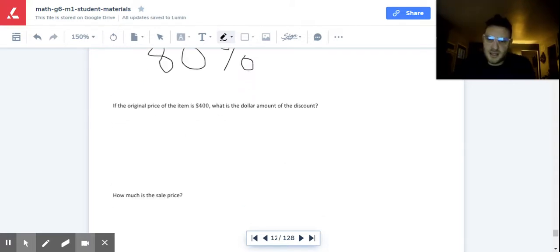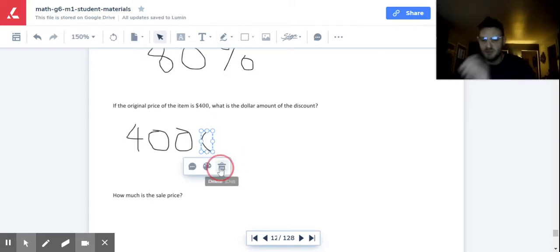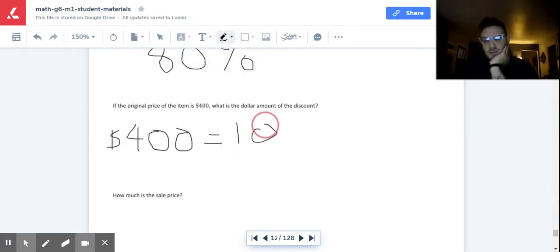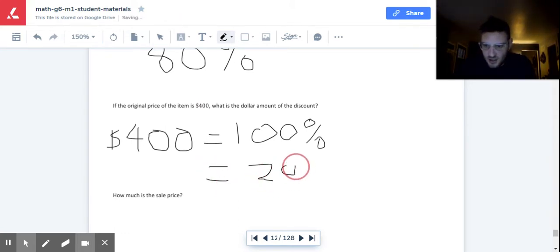If the original price of the item was $400, what was the dollar amount? Oop, nope, don't want to make it $4,000. That's expensive. So it was $400, okay? And that was 100%. And they took off 20%. So just like we did with Mrs. Bennett up there, we're going to get down to the 20%. So divide by 5.